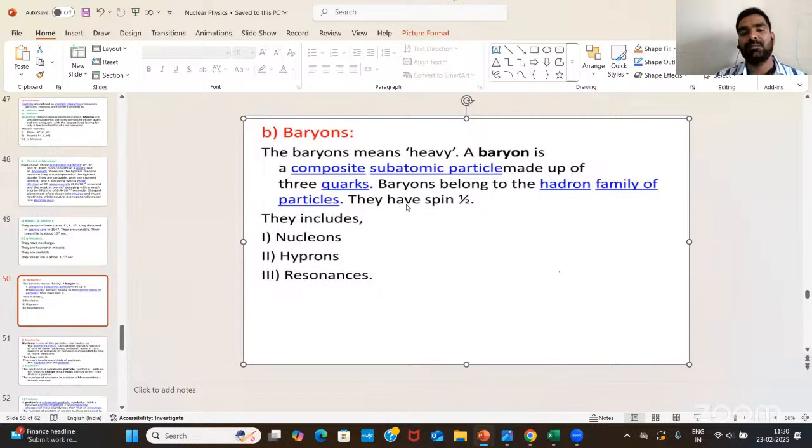Baryons belong to the hadron family of particles. The parent of these baryons are hadrons, right? So the hadron family of particles it belongs to. They have spin half. They include nucleons, hyperons, and resonances. These are the three included in the baryons. Let us see about these three inclusions.